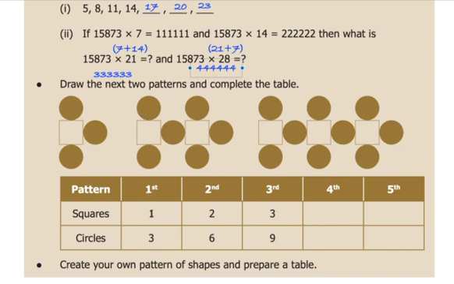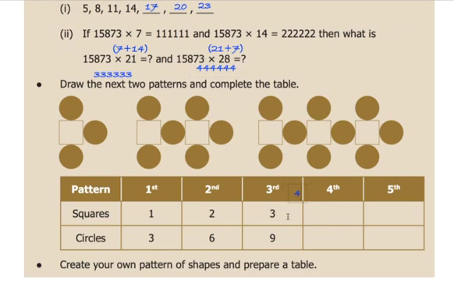Pattern 1, 1 square, 3 circles. Pattern 2, 2 squares, how many circles? 6. Pattern 3, 3 squares, how many circles? 9. Pattern 4, 4 squares.